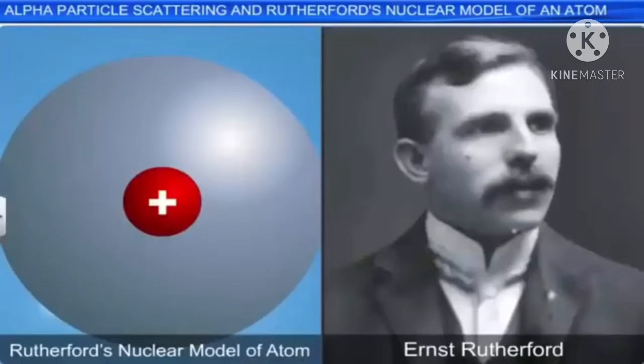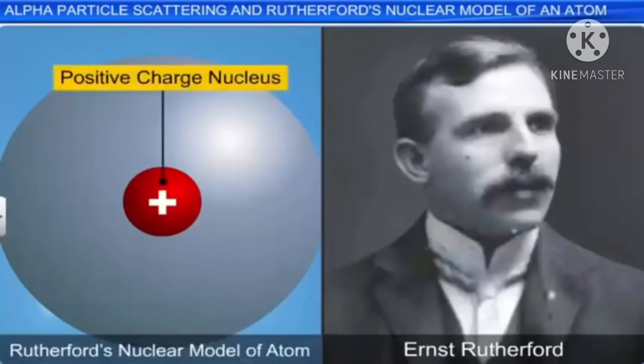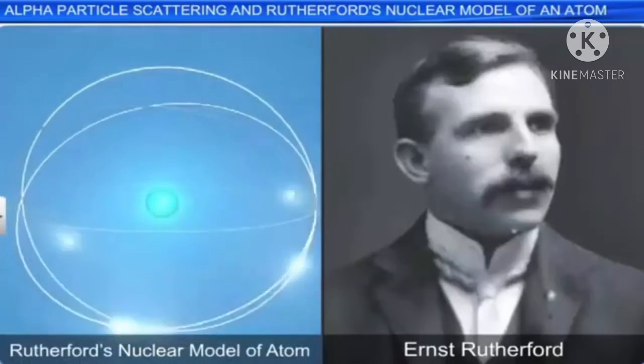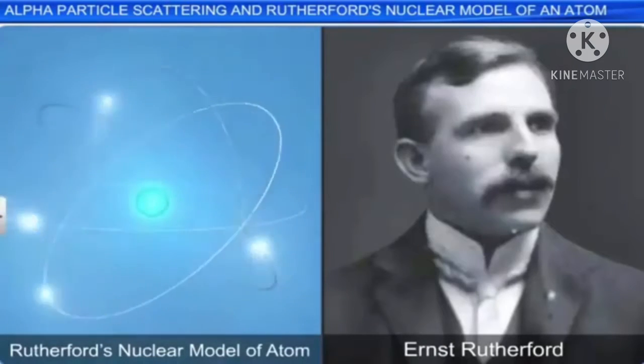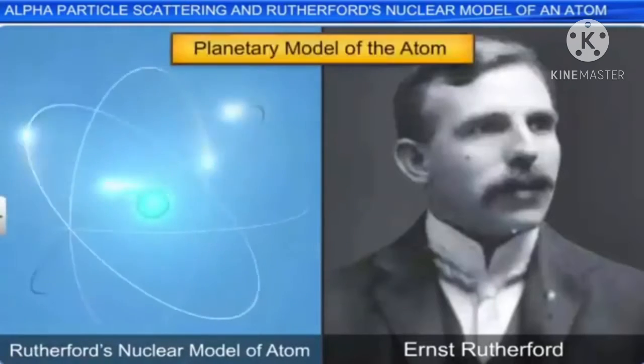Based on these assumptions, Rutherford proposed the atomic model, henceforth called Rutherford's nuclear model of the atom. The entire positive charge and most of the mass of the atom is concentrated at the center of the atom called the nucleus. He also proposed that the electrons revolved around the nucleus in orbits, just like planets revolving around the sun. Hence, Rutherford's atomic model is also known as the planetary model of the atom.